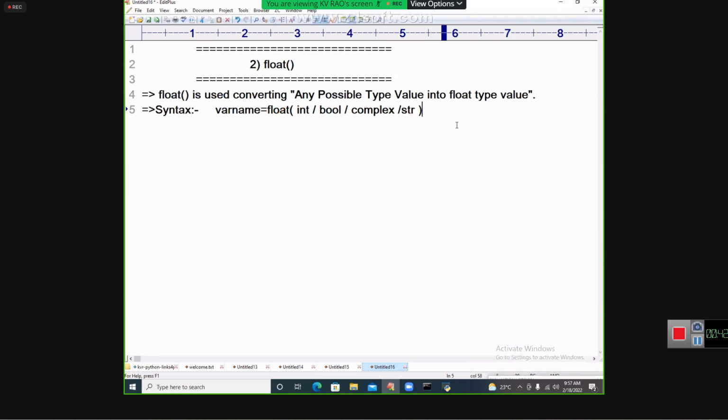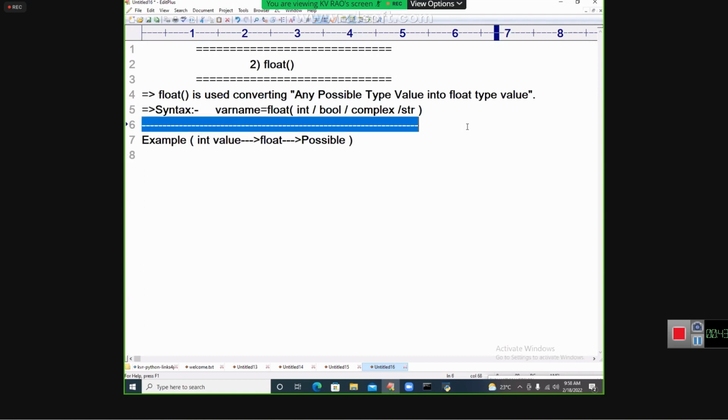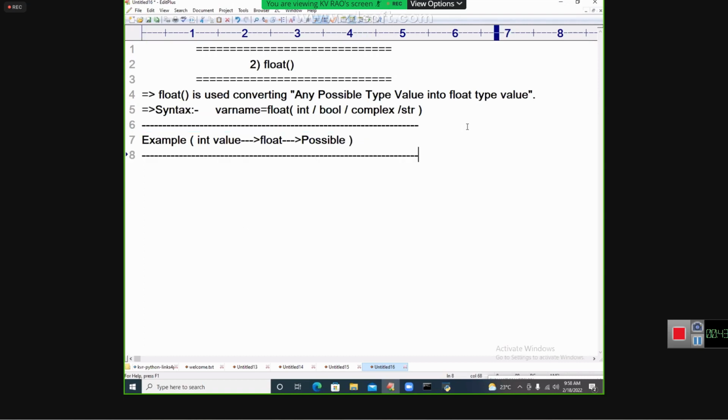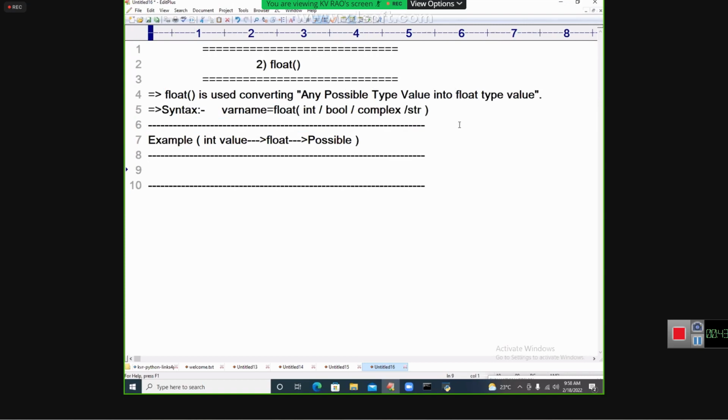Beautiful. Shall we start the examples? Yes. What is the first example we are converting? Int value to what? Float. Possible or not possible? Beautiful, ma. Possible. Good. You are improving day by day. Good programming you are increasing. Very nice. Keep it up. Now let us test it.